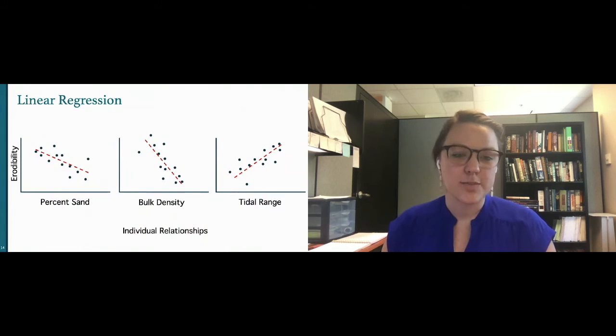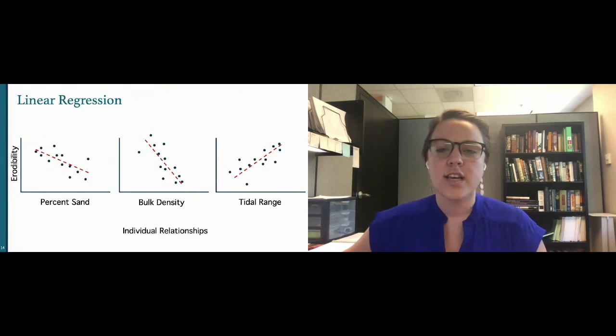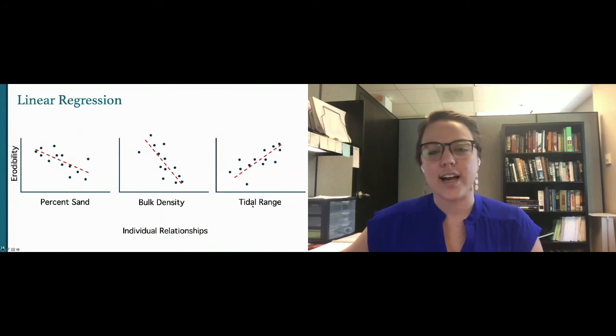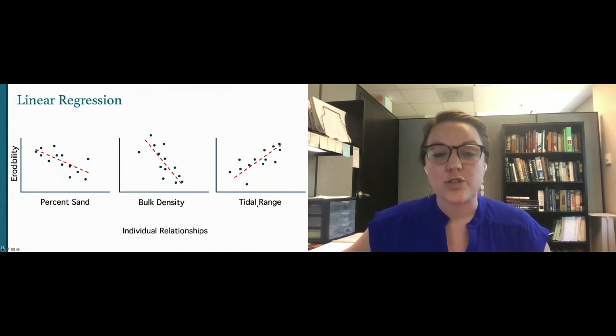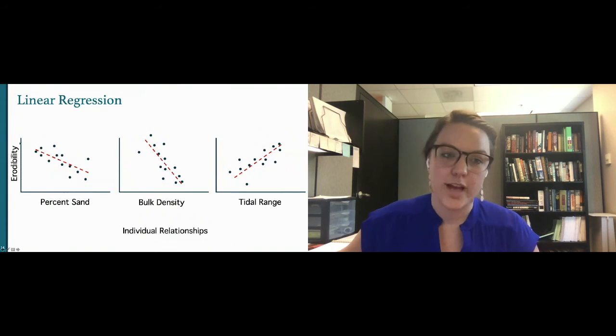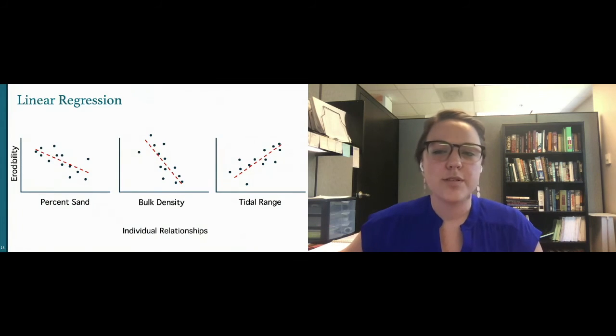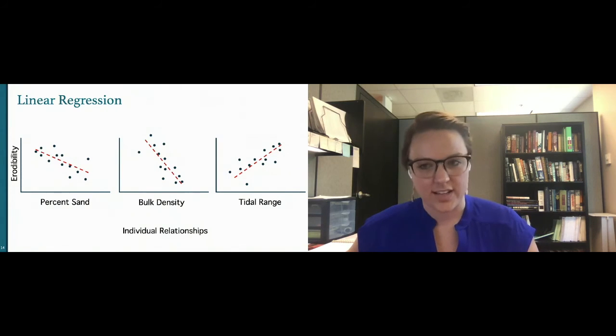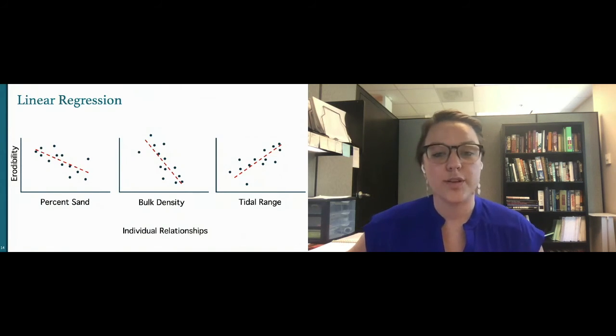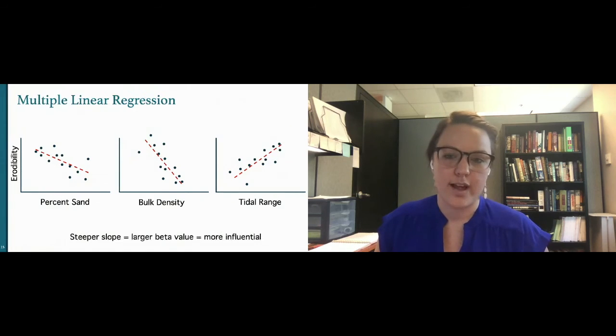So to look at relationships between kind of what's driving erodibility, we can look at simple linear regression. And so on the x-axis of these figures here are what are called explanatory variables. So this is the percent sand, bulk density, tidal range, those properties that I introduced earlier. And then on the y-axis, we have erodibility. So this is the parameter that we're trying to predict. So that's like my big question, is what's affecting erodibility. So we're able to look at these individual relationships between the explanatory variables, again, on the x-axis, and look at how they relate to erodibility with a simple trend line, which you see in red.